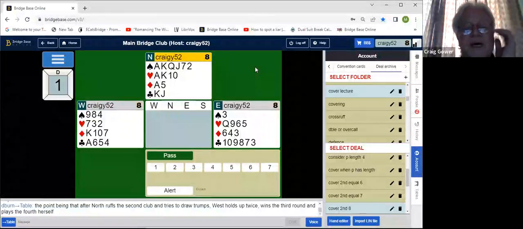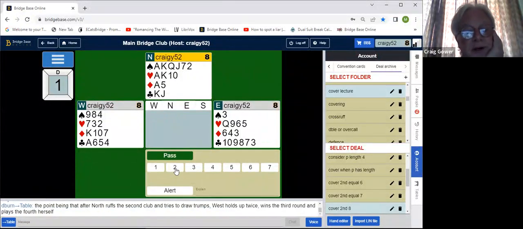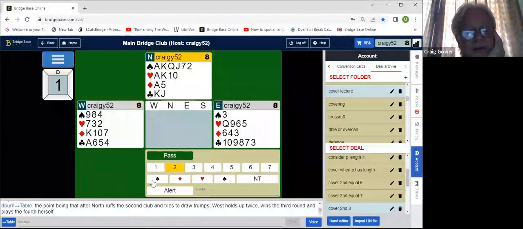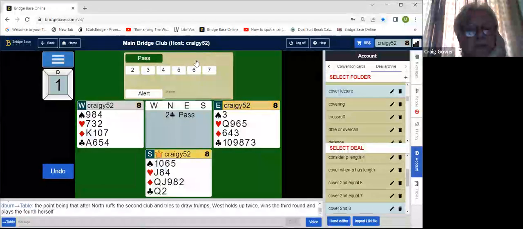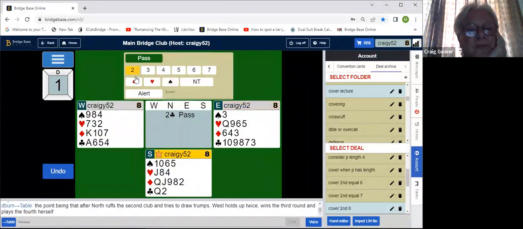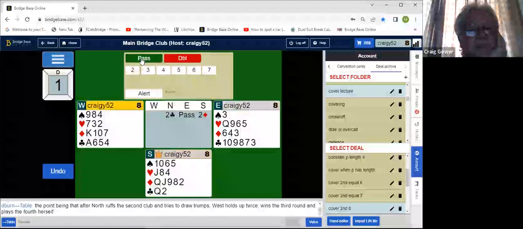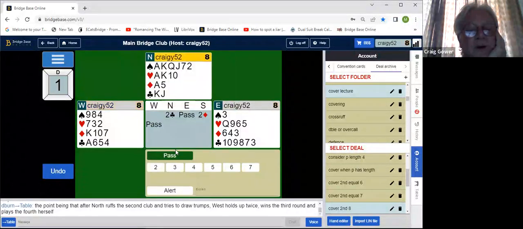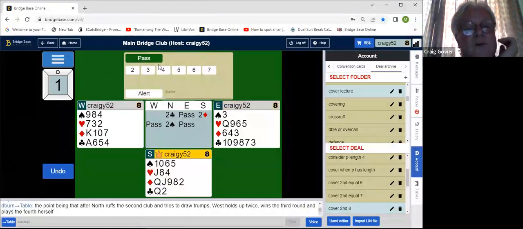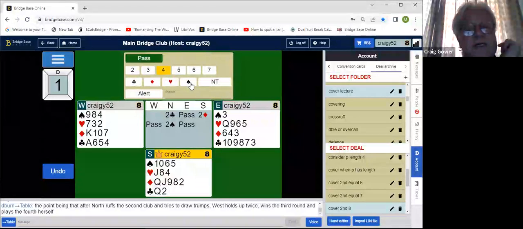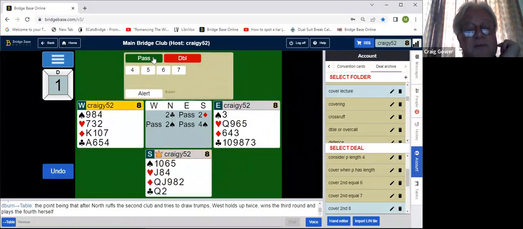So yeah, we have a potential slam hand. North might well open two clubs. Whatever method you play, four spades should suggest some sort of minimum type of positive.